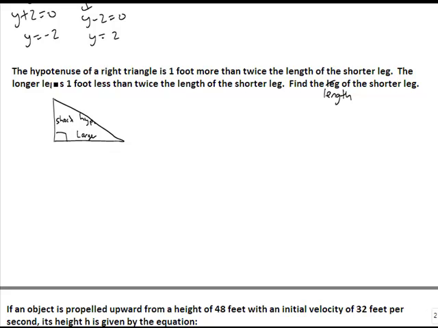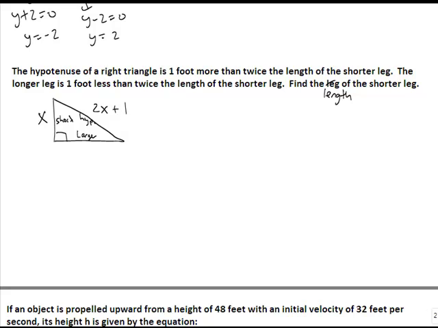So we are told that the hypotenuse is 1 foot more than twice the length of the shorter leg. Given that sentence, which side of the triangle would we like to know first so that we can determine the other one? In this case, if we know what the shorter leg is first, then we just need twice that plus 1 more, and we'll have the hypotenuse. So since we need to know the shorter leg first, call that one x.